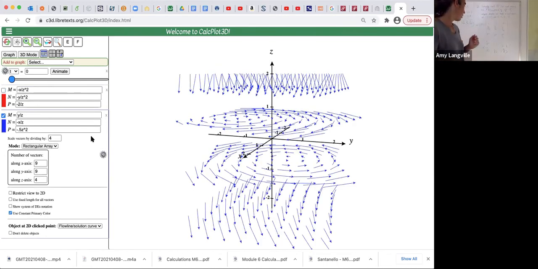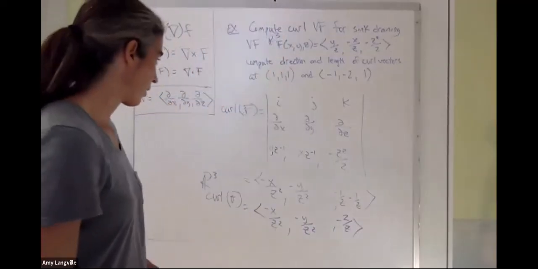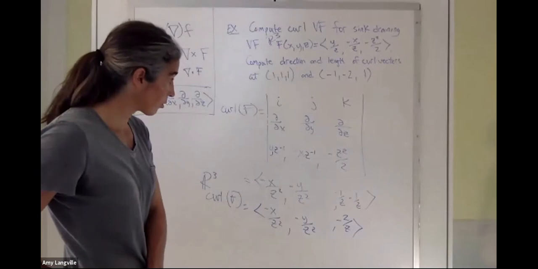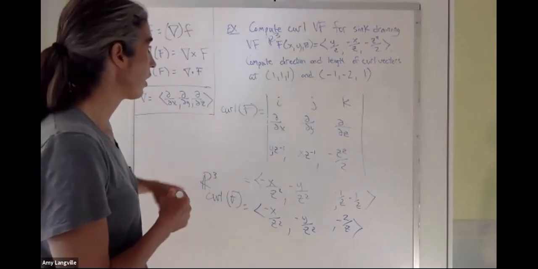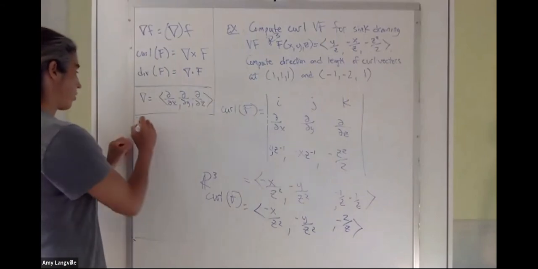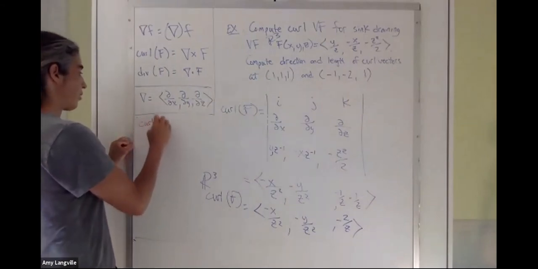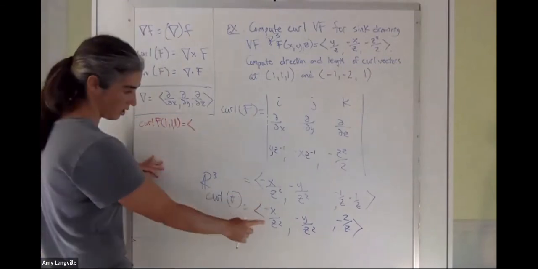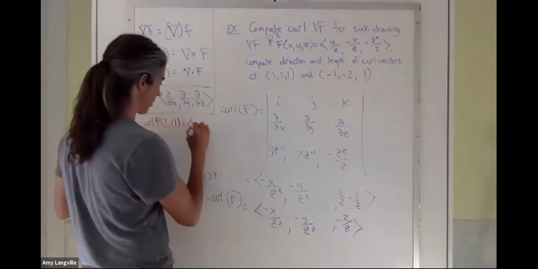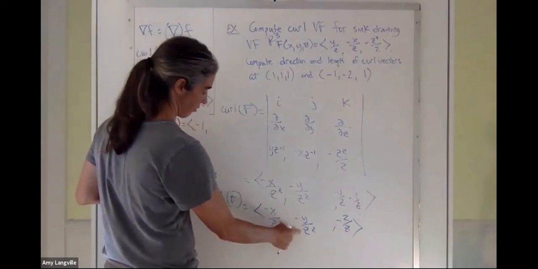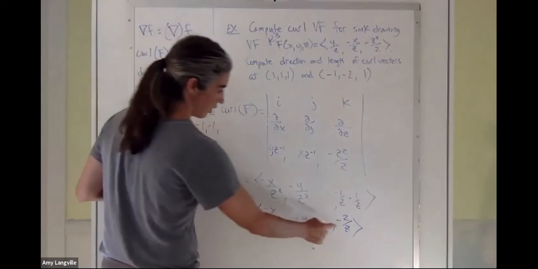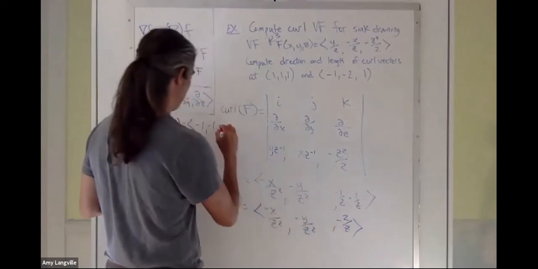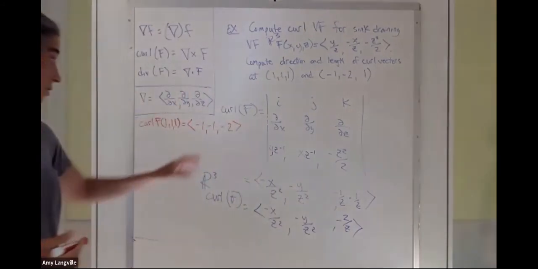Now, the problem said compute a couple things, compute some vectors. So let's go back and see if we have some room over here. The curl at the point 1, 1, 1. So curl of the vector field at the point 1, 1, 1 just says plug in 1 for x, 1 for y, 1 for z. So -1 over 1 squared is -1. -1 over 1 squared, -1. -2 over 1, -2. All right, so that is a vector at a point.